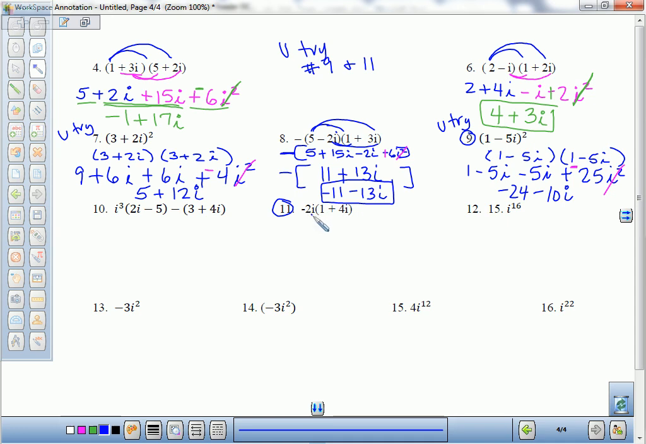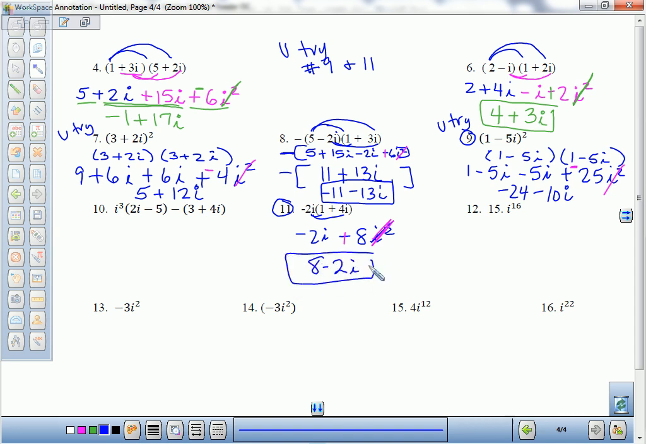Okay, number 11, when I distribute here, I get negative 2i minus 8i squared. That multiplying by i squared is going to change this to a positive 8. So this simplifies to 8 minus 2i.